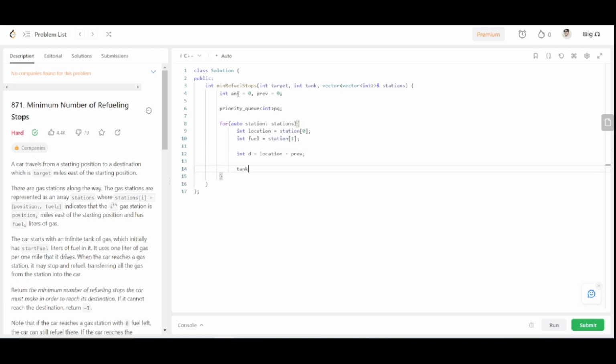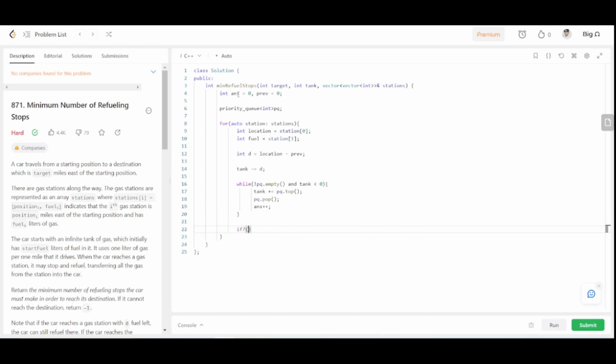Now subtract this distance from the tank, because this distance is equal to the fuel which I consume to reach the current location starting from the previous location. Now iterate while the priority queue is not empty and my tank is negative. That means I have to take fuel at one of the intermediate locations, so take the top element from the priority queue, keep popping out elements, and count the number of stations where I have stopped.